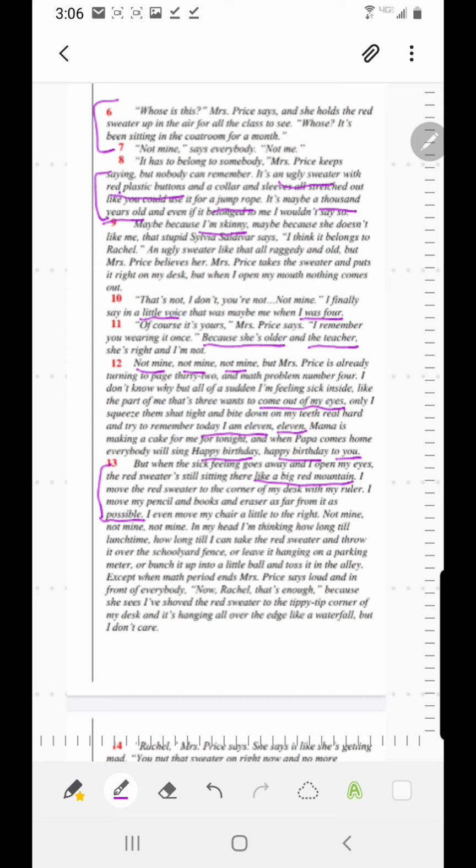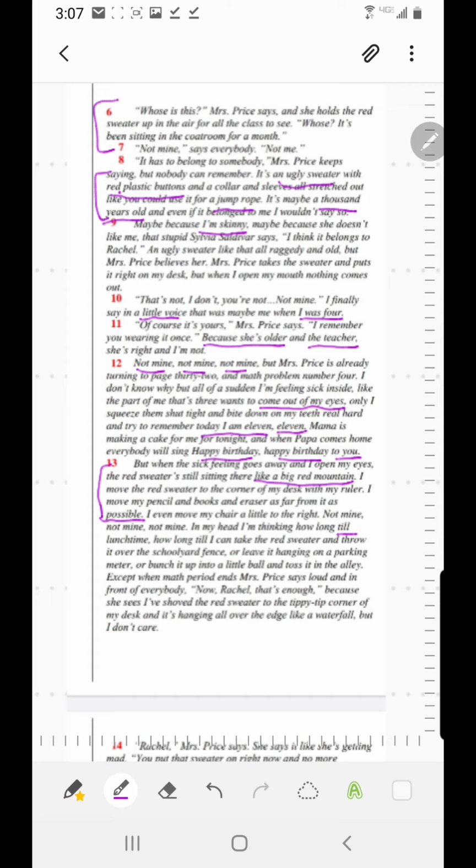In my head, I'm thinking, how long till lunchtime? Again, this casual language. How long till I can take the red sweater and throw it over the schoolyard fence, or leave it hanging on a parking meter, or bunch it up into a little ball and toss it in the alley? Again, great use of imagery here.